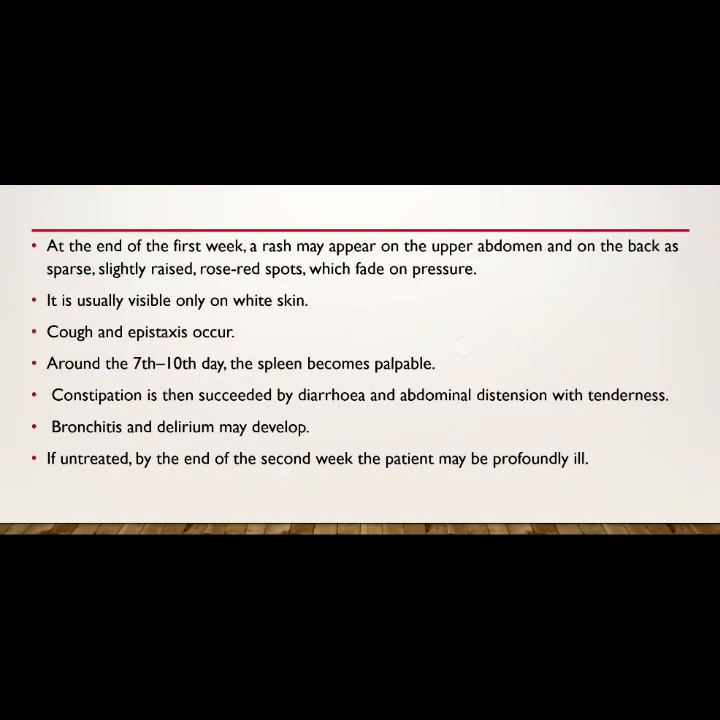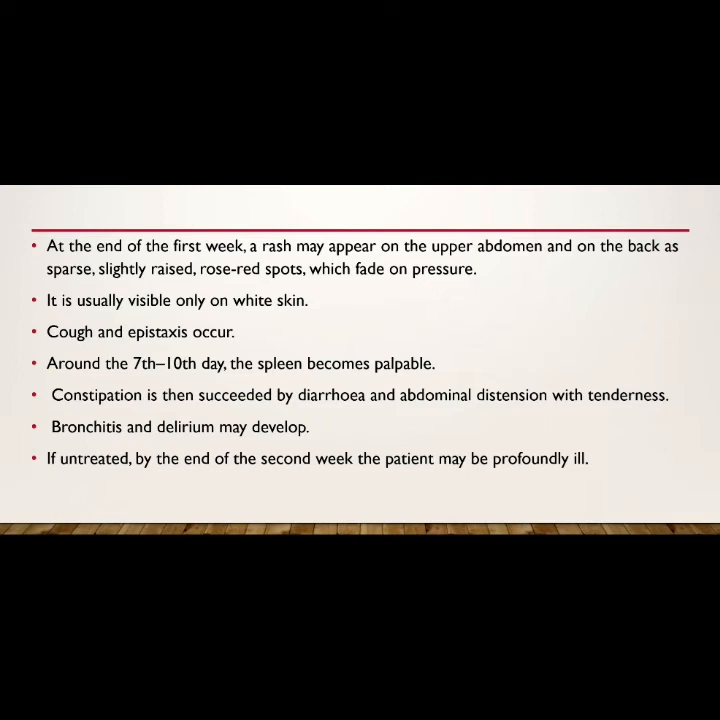At the end of the first week, a rash may appear on the upper abdomen and on the back as sparse, slightly raised, rose red spots which fade on pressure. So the question: are there dermatological features with typhoid? Yes, a rash that appears at the end of the first week and fades on pressure. It is usually visible only on white skin. In addition, the patient may develop cough and sometimes epistaxis.